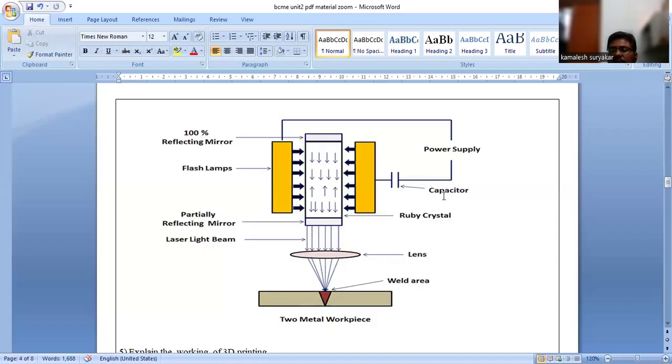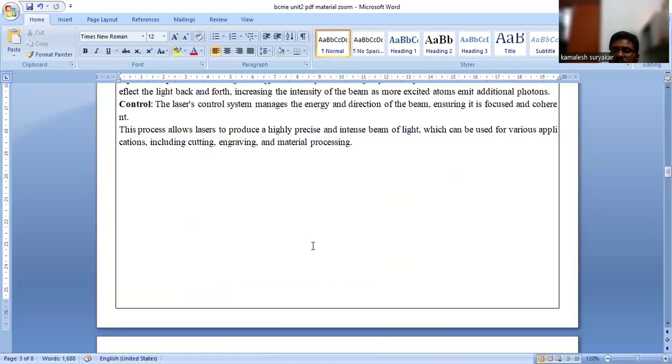So power supply, capacitor, ruby crystal, lens, welding area, and also the laser beam, light beam, partially reflecting mirror, flash lamp, and 100% reflecting mirror. So let us go to the theory.